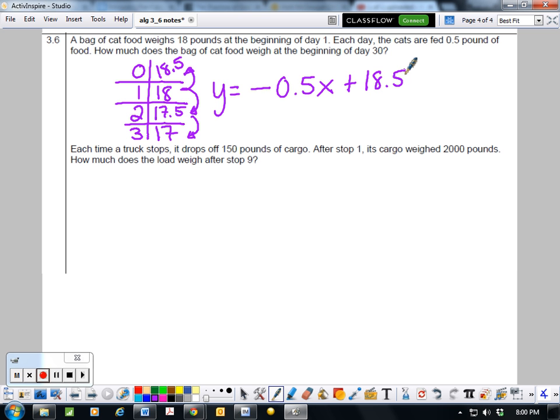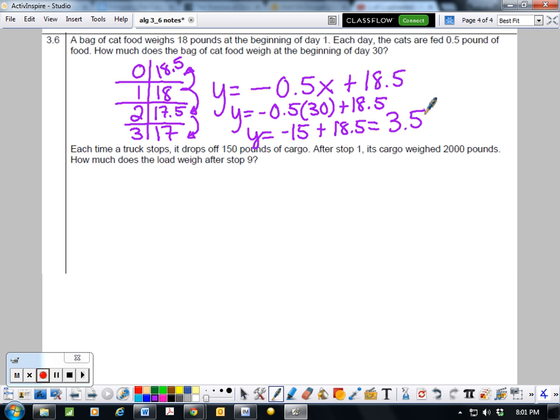So now we're going to calculate how much a bag of food weighs at the beginning of day 30. So we're going to go ahead and plug in 30. So y equals negative 0.5 times 30 plus 18.5. So now I'm going to get negative 15 plus 18.5, which tells me that my bag is going to weigh 3.5 pounds.